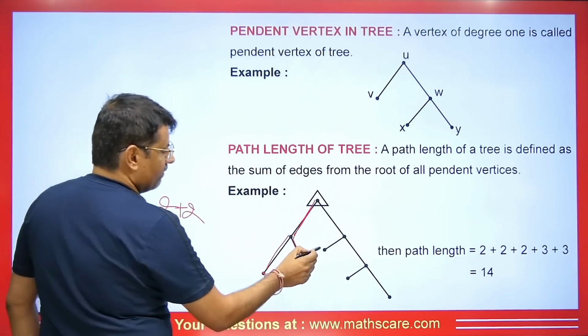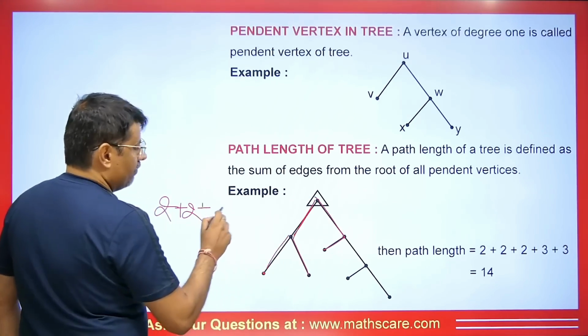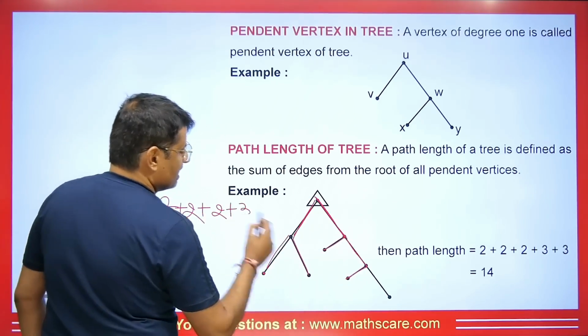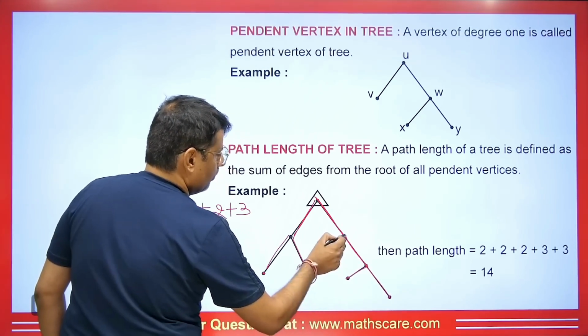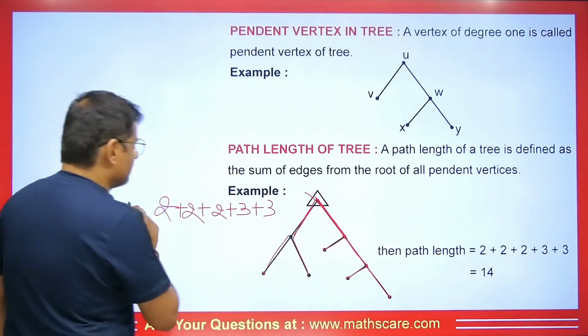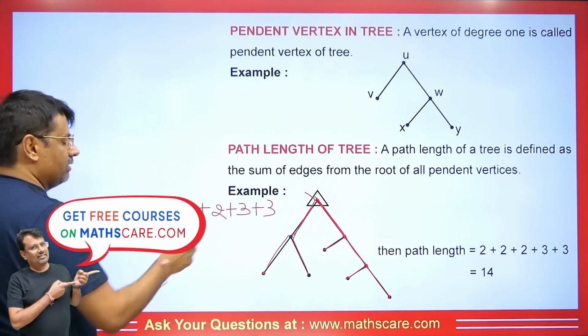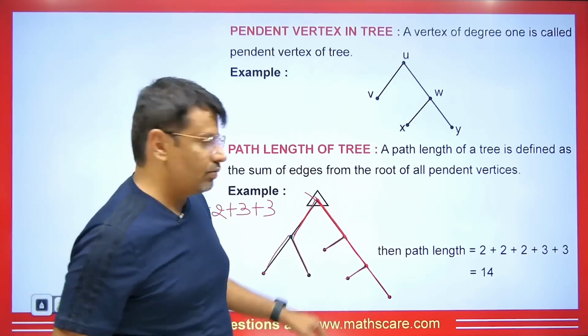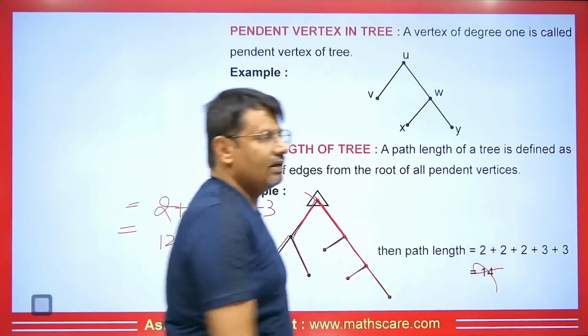If we take it from this pendant vertex, then this is also 2. From this pendant vertex 1, 2 and 3. So, here is 3. So, from this pendant vertex, we'll take 1, 2, 3, right? If we calculate the total of this, add 6, 3, 9 and 2, 3, so it's 12, right? So, we have the path length here. Students, listen, please correct this. It is indeed 12. Clear?